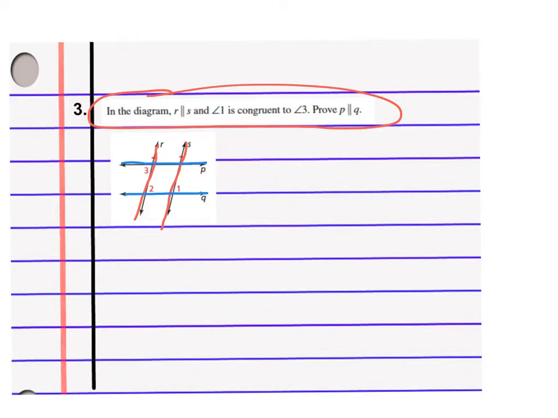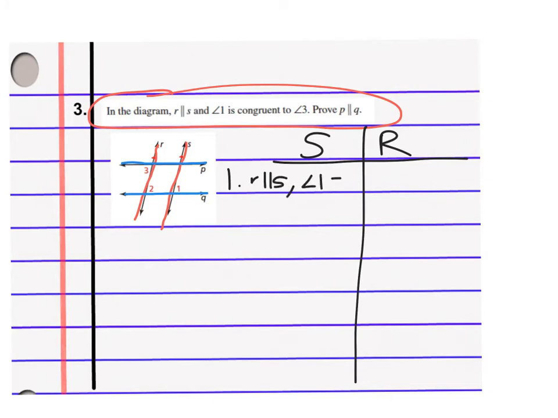All right, so I'm going to go ahead and set up my table. Statements, reasons. I always start with what's given. So what was given here is that R is parallel to S. It was also given to me that angle 1 is congruent to angle 3. My reason is given. Those are both given to you right here in the problem.